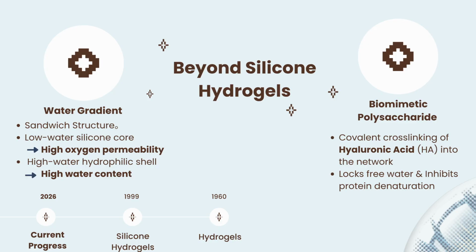Simultaneously, current progress has expanded beyond standard synthetic polymers into biomimetic coatings. By integrating polysaccharides, specifically through the covalent cross-linking of hyaluronic acid, HA, directly into the polymer network, the lens surface actively mimics the ocular mucin layer. This macromolecular network locks in free water molecules permanently and inhibits protein denaturation, maintaining long-term surface biocompatibility and reducing inflammatory fouling.